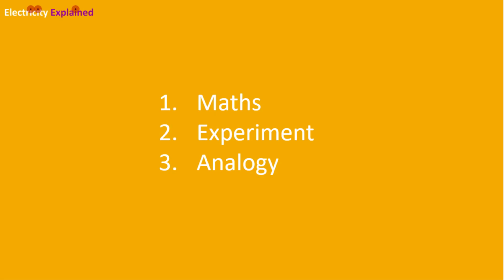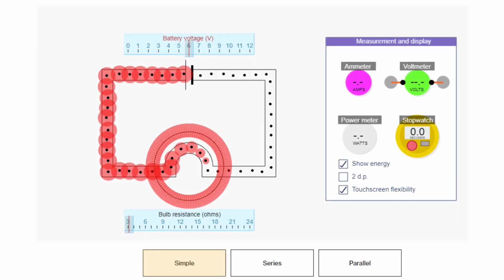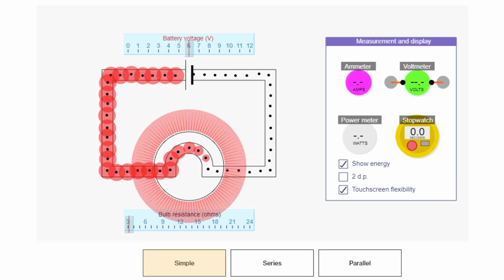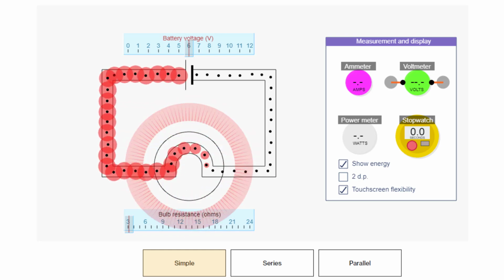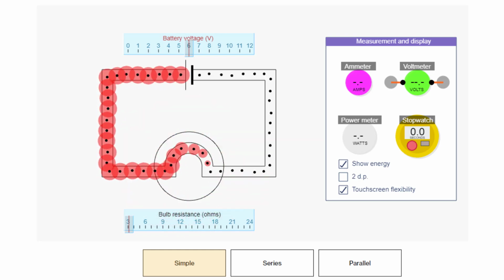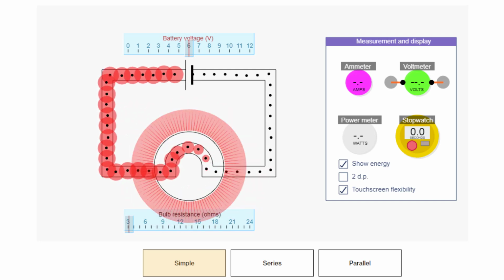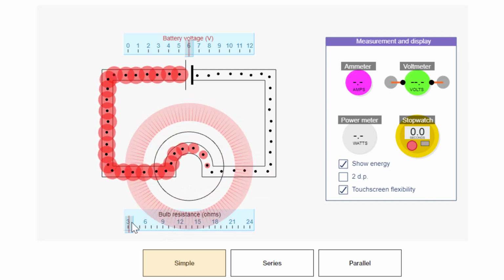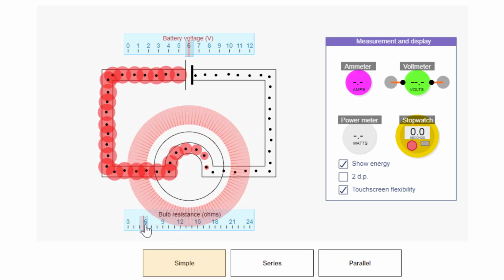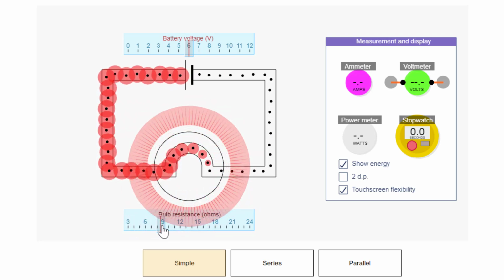So the maths and the analogy would give the student the wrong answer, and the experiment wouldn't give them the full answer. The Electricity Explained circuit simulation gives you the right answer, and it's really easy to see what's happening. As you increase the resistance, you can see that the black dots, which represent single coulombs of charge, move slower.